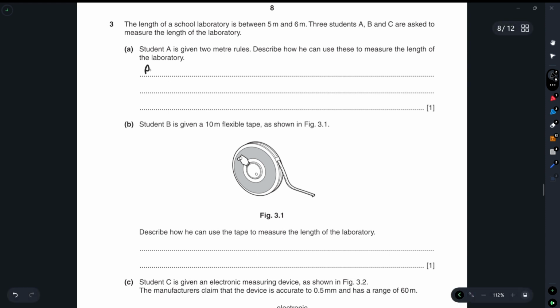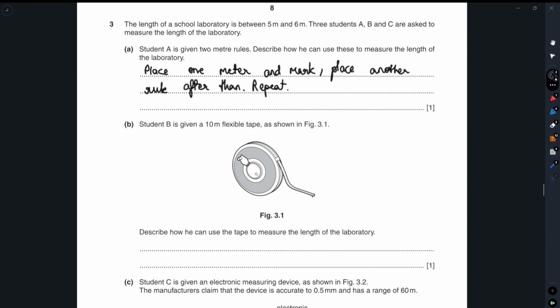Okay, place 1-meter rule and mark. Place another meter rule after that. Repeat. So of course, one meter rule after another, we are going to put 1-meter rule after the other, and we are going to repeat that essentially till we get the reading.